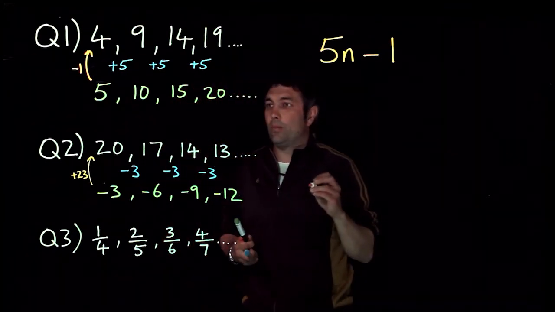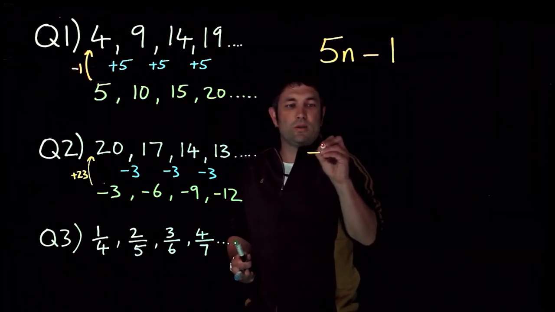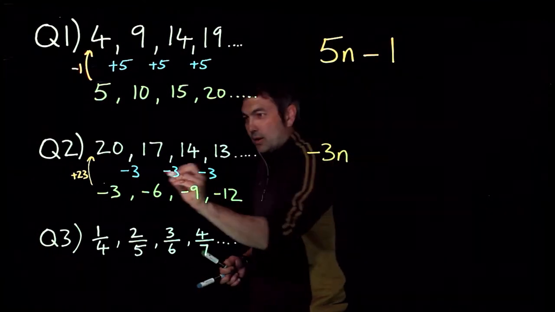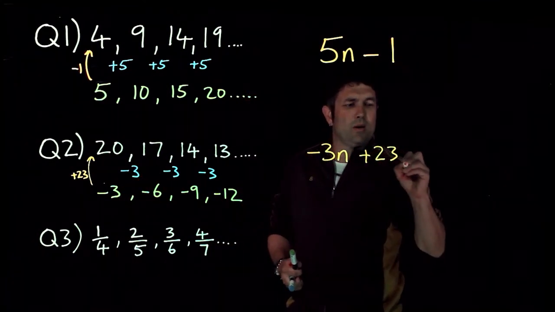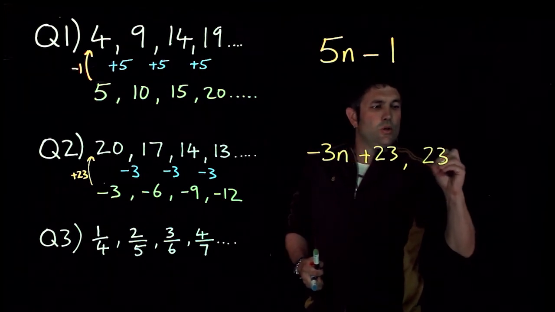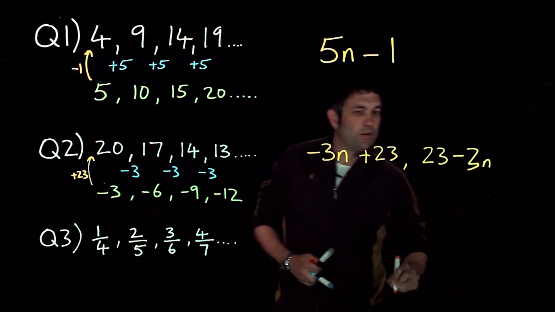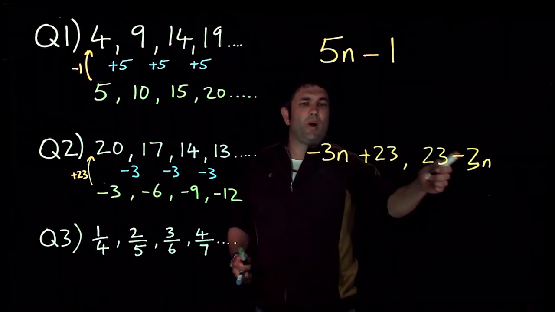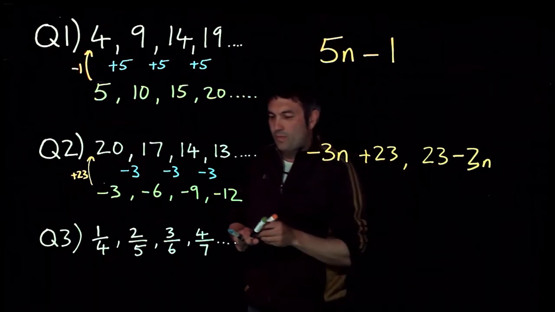So our nth term, if we want to put it in the same sort of order, would be -3n, because it's the -3 times table, plus 23. But if you want to make it look a bit neater, you could just do 23 minus 3n. Both of those would be absolutely right. In an exam, you get the marks for those.